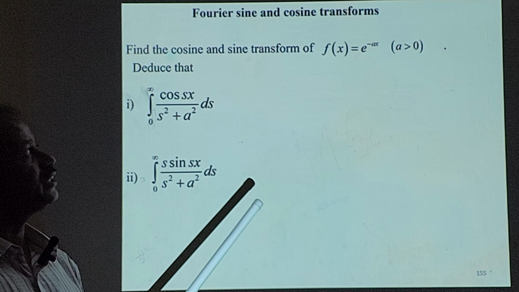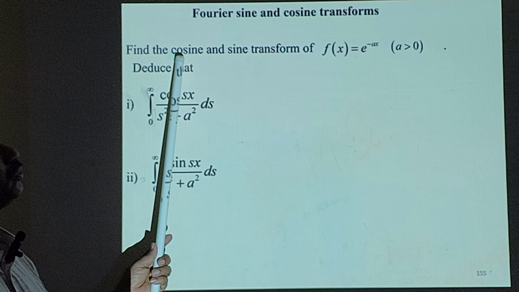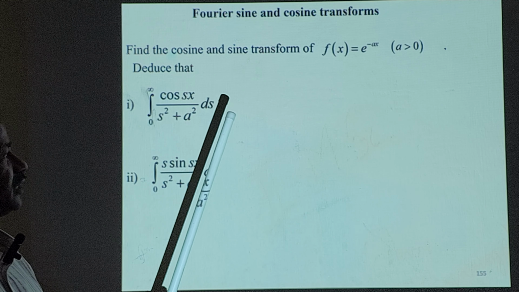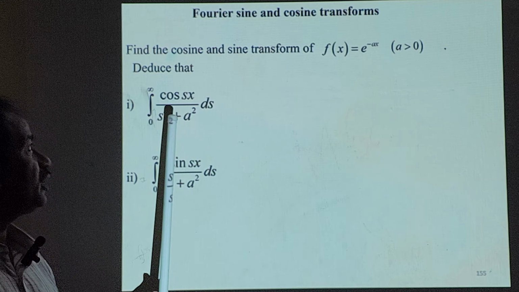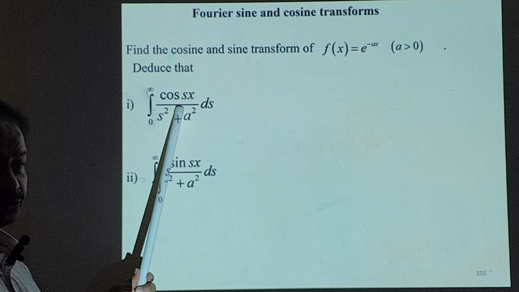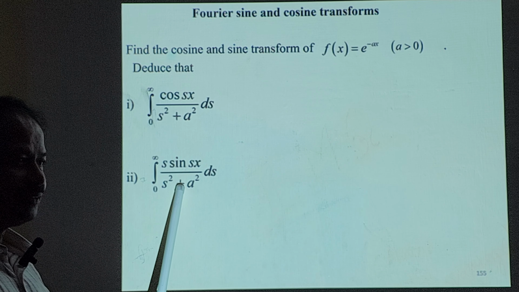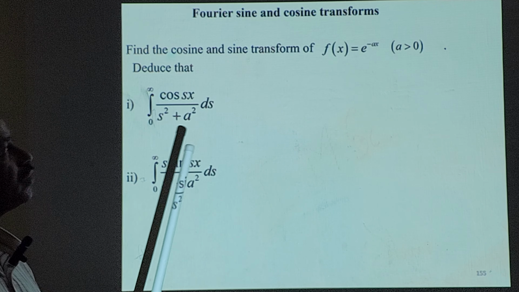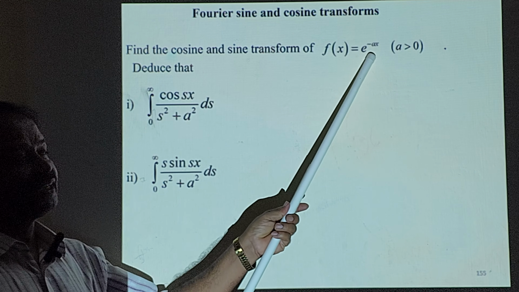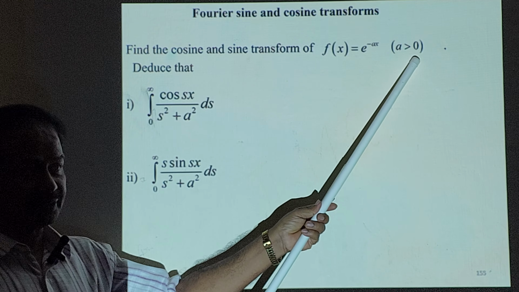Now Fourier sine and cosine transforms. We'll have to go with Fourier cosine and sine transforms, because cos is here and sine is here. So we have a cos term and a sine term. We'll have to use the cos integral here, and here we'll have to use the sine integral. According to this one we are going to use. So you have f of x equal to e power minus ax, a is greater than 0.